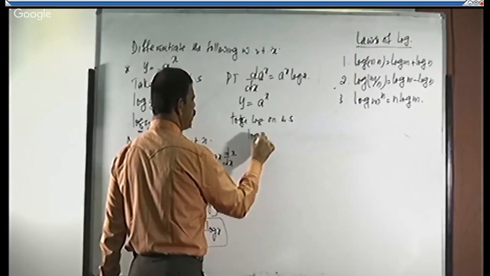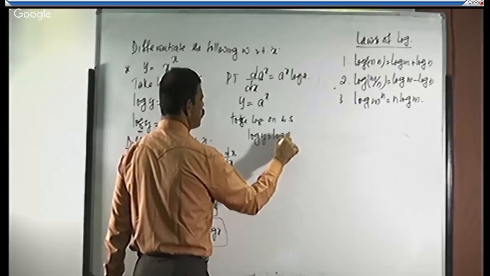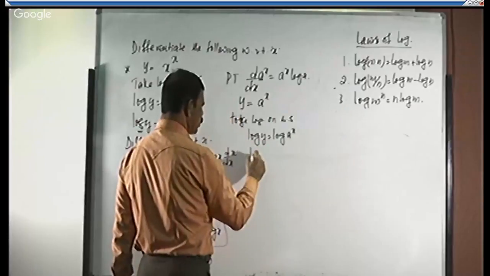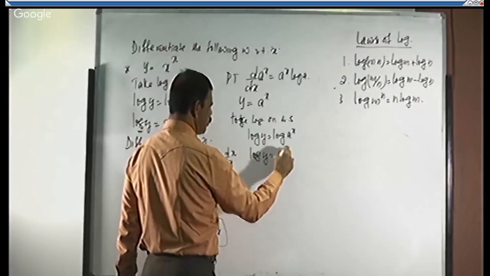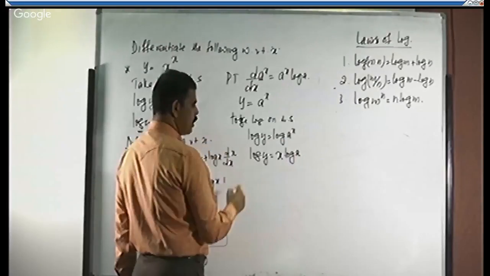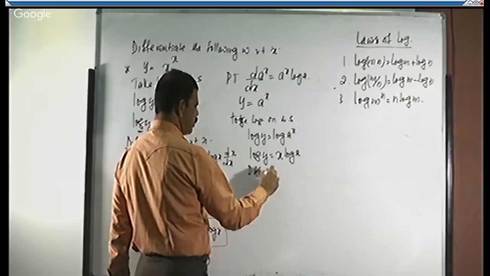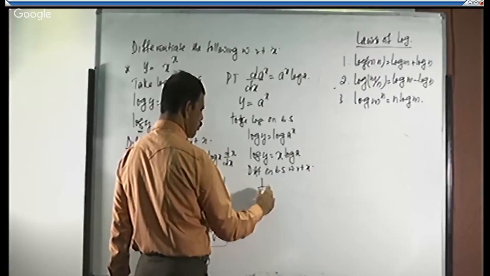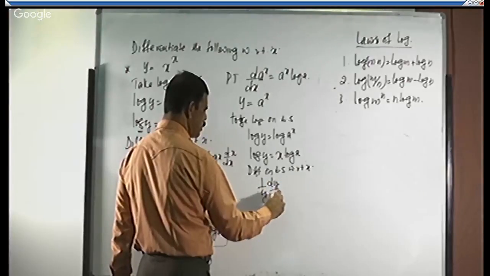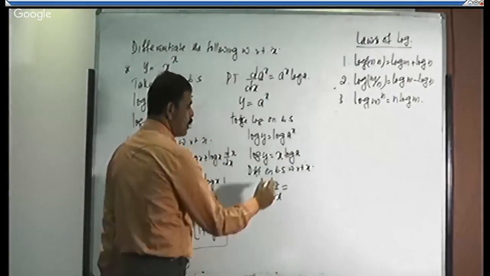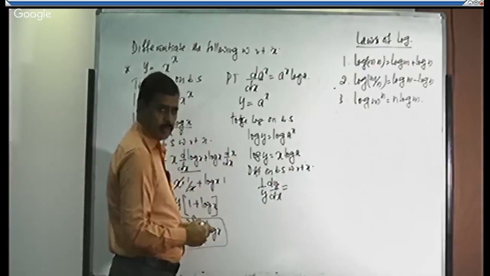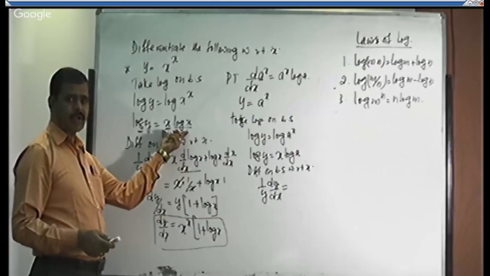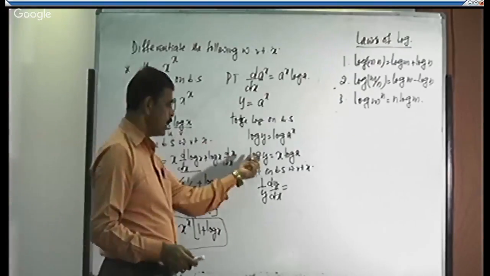It is what? Log y is equal to log of a to the power of x. According to the third law, it becomes what? Log y is equal to x into log a. Now differentiate on both sides with respect to x. Log y differentiation 1 by y into dy by dx is equal to x into log a. Don't use product rule. See the previous example, x into log x was there. That's why we have differentiated by using product rule.